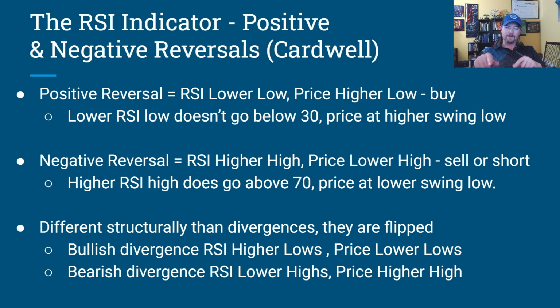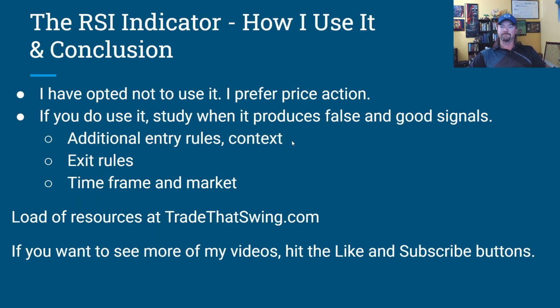So this one, the indicator is more just used as an entry signal into essentially a trend. We're making higher lows, so that's bullish price action. Here we're making lower highs, so that's bearish price action. And the RSI is just potentially giving us an entry point into those trends. So that's a look at the RSI, how I use it, and the conclusion. I've opted not to use it. I prefer price action.